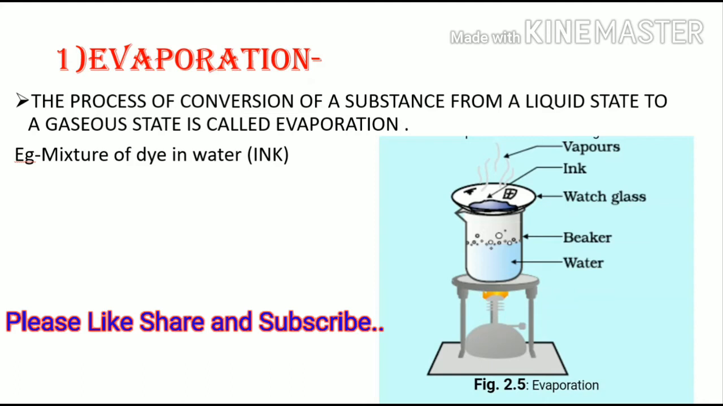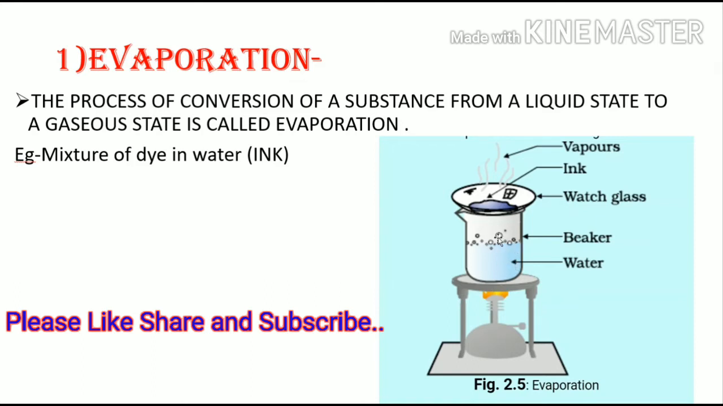This is water ink, the ink we use in our pen. So how can you separate the dye from ink? The question will come, how can you separate the dye from water? See here, one diagram or figure is given. In a watch glass we have taken the ink, and in a beaker we have taken water, and with the help of a burner we heat this water.